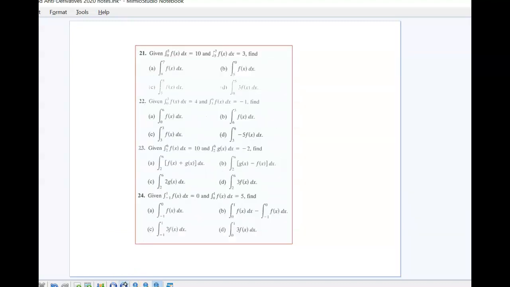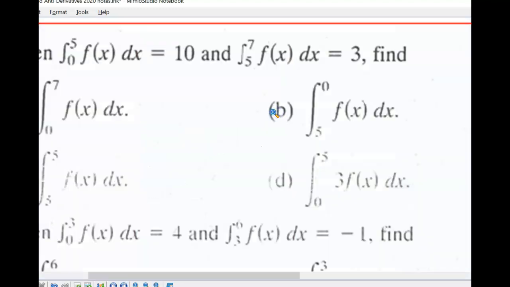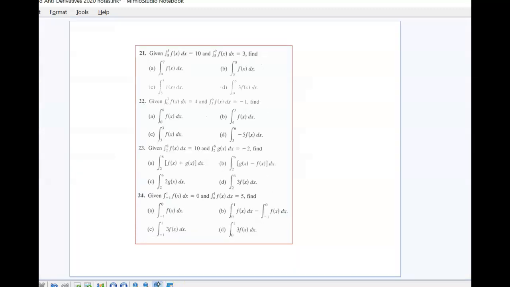So say we're given the following. We'll just look at the first one here: the integral from 0 to 5 of f of x dx equals 10, and the integral from 7 to 5 of f of x dx is equal to 3. We want to find the following. Let's do part A, where we're asked to find the integral from 0 to 7 of f of x dx.